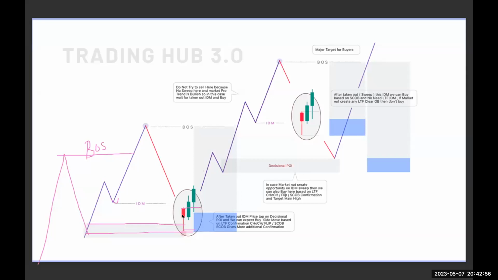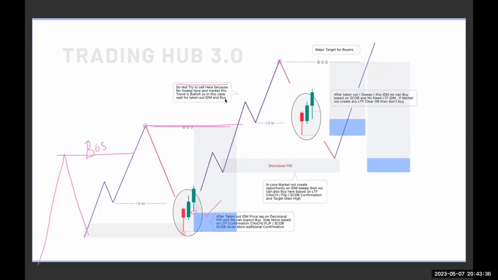So here you can buy in two scenarios. First one, take out the inducement, tap here, and wait for a single candle order block. Sometimes what happens is the market taps here and gives a reaction but fails. There is no single candle order block created here, but the market gives a reaction sometimes and sometimes not, and directly pushes downside, right? So these things happen here, and you have to wait for it. So simply you can buy here. This is a simple process for the buy. Again, break the structure and you have to buy here and set your target here, right? And do not try to sell here because there is no sweep and the market's pro-trend is bullish. So in this case, wait for taking out the inducement and buy.